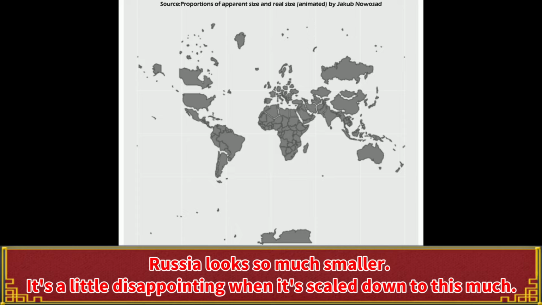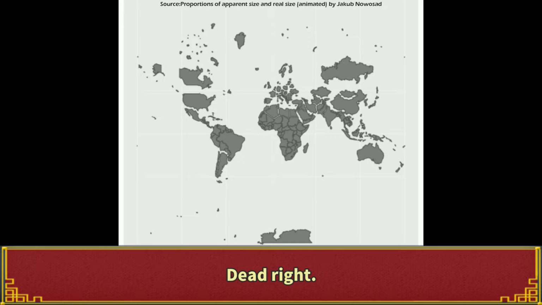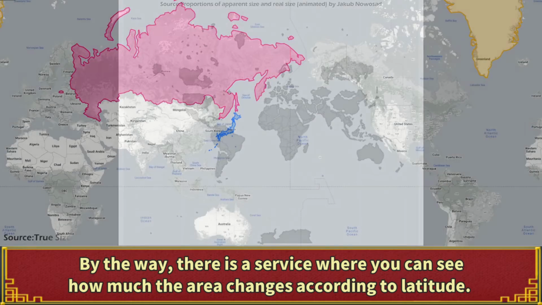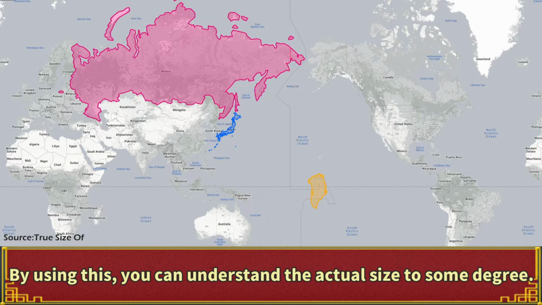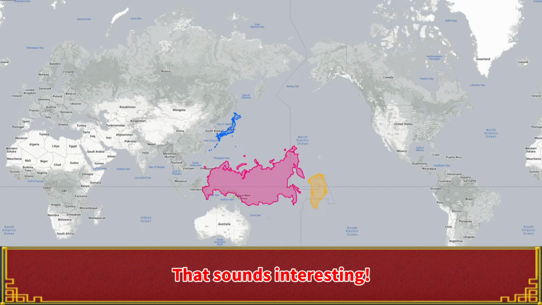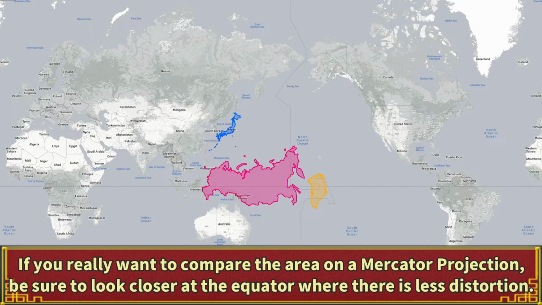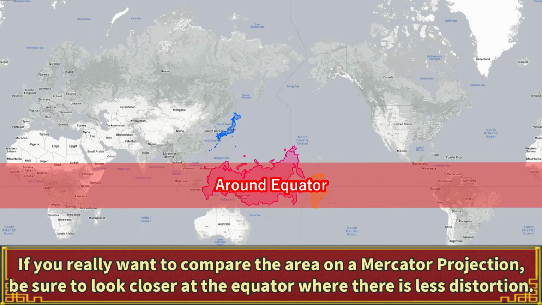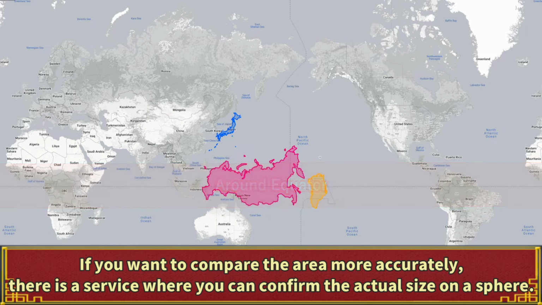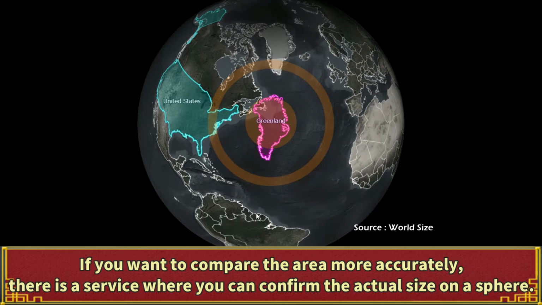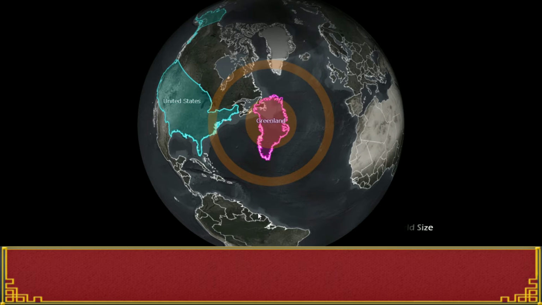Russia looks so much smaller. It's a little disappointing when it's scaled down this much. Dead right. By the way, there's a surface where you can see how much the area changes according to latitude. By using this, you can understand the actual size to some degree. That sounds interesting. If you really want to compare the area on a Mercator projection, be sure to look closer at the equator where there is less distortion. The higher the latitude, the more the area gets stretched out. If you want to compare the area more accurately, there's a service where you can confirm the actual size on a sphere, so check it out.